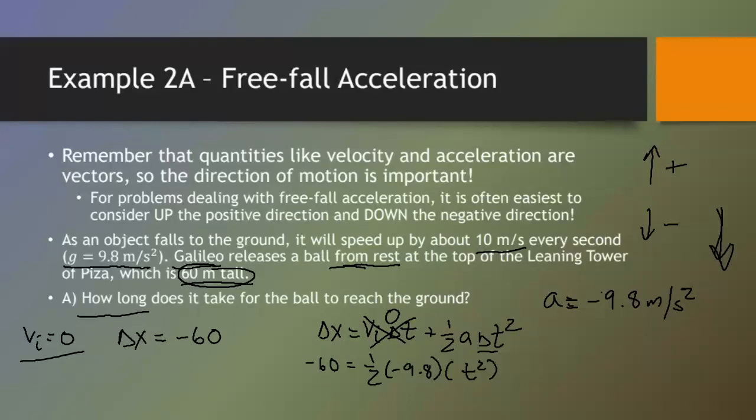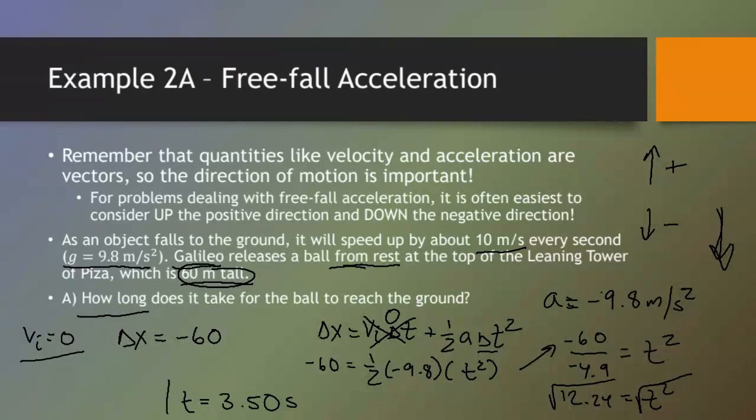This will give you negative 60 divided by negative 4.9, and that will be equal to t squared. That is 12.24. You would then take the square root of both sides, and you'll find that t equals 3.5 seconds, 3.50 seconds. That's the time that it takes for the ball to reach the ground. It takes about 3.5 seconds for something to fall 60 meters, if we ignore air resistance.